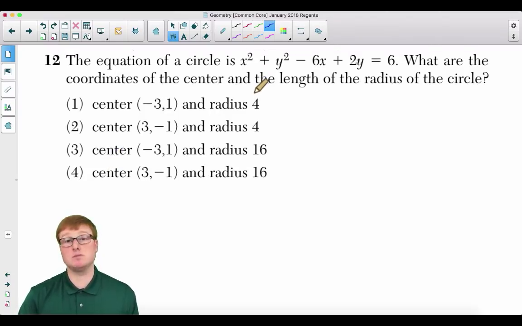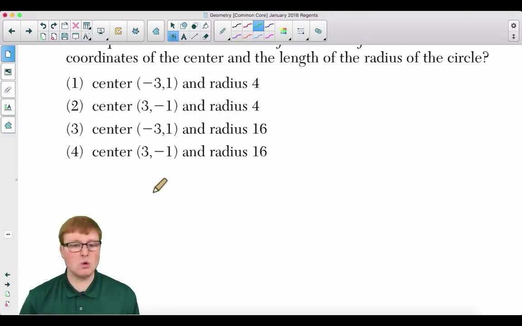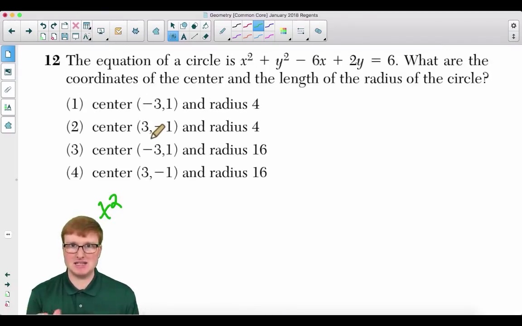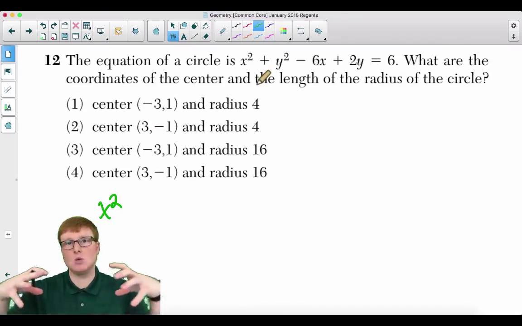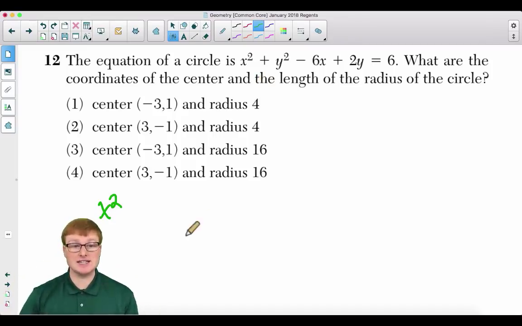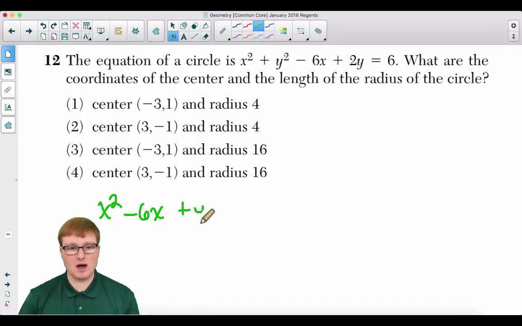We need to complete the square. Essentially what I tell everyone to do is keep your letters on one side, numbers on the other side. They already did that for us. So I see an x, y, and numbers are on the other side of the equal sign. So what we need to do is rearrange these terms. The x's should be with the x's, group them together, and the y's should be with the y's, group them together. So we have x squared minus 6x plus y squared plus 2y equals 6.